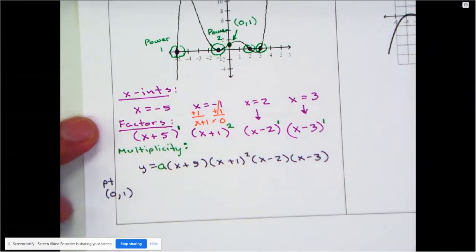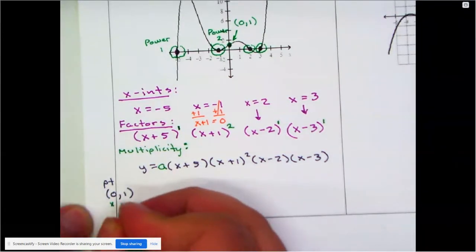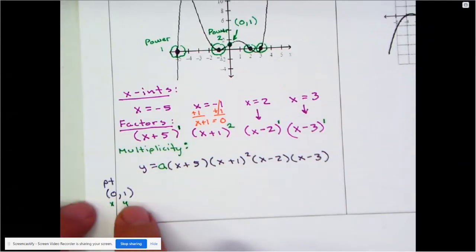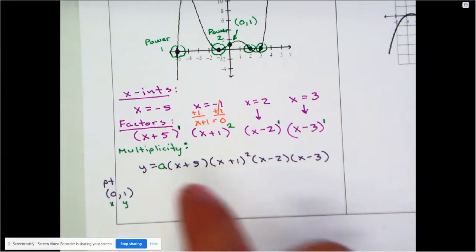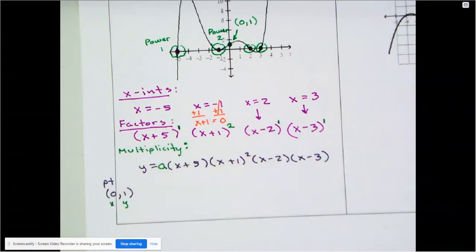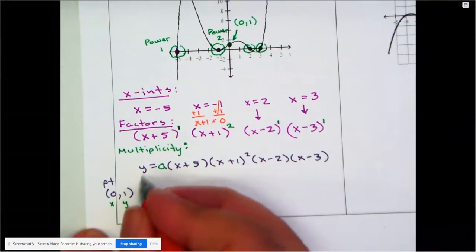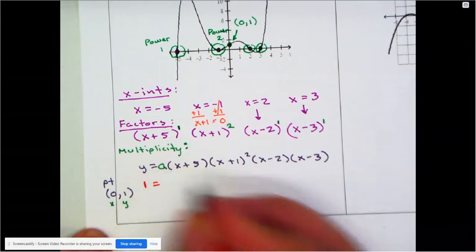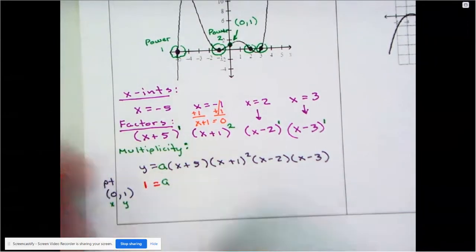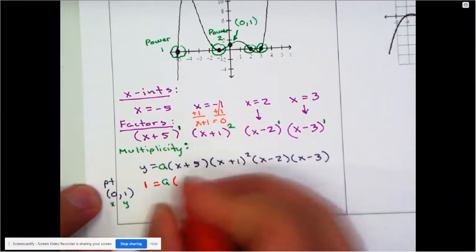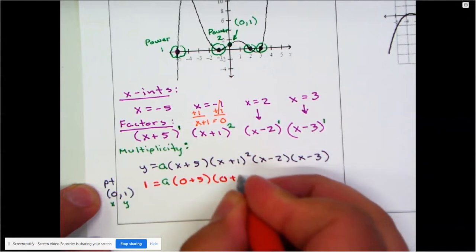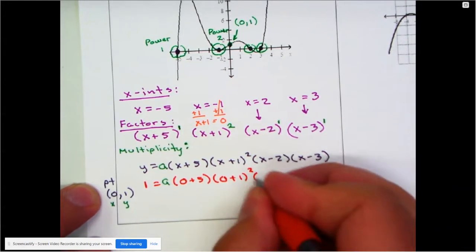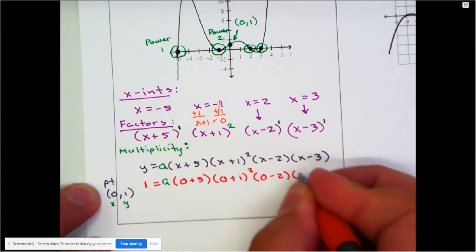0, 1. Well, then that just means one thing. There's your x, there's your y. I'm going to use these numbers in my equation. I know it gets crazy with all these extra x's, but I have to find what that a is. That's the only new thing. So here we go. My y value is now 1, is equal to, I have no idea what a is. My x value is 0, so 0 plus 5. I plug in a 0 there. 0 plus 1 squared. 0 minus 2 and 0 minus 3.